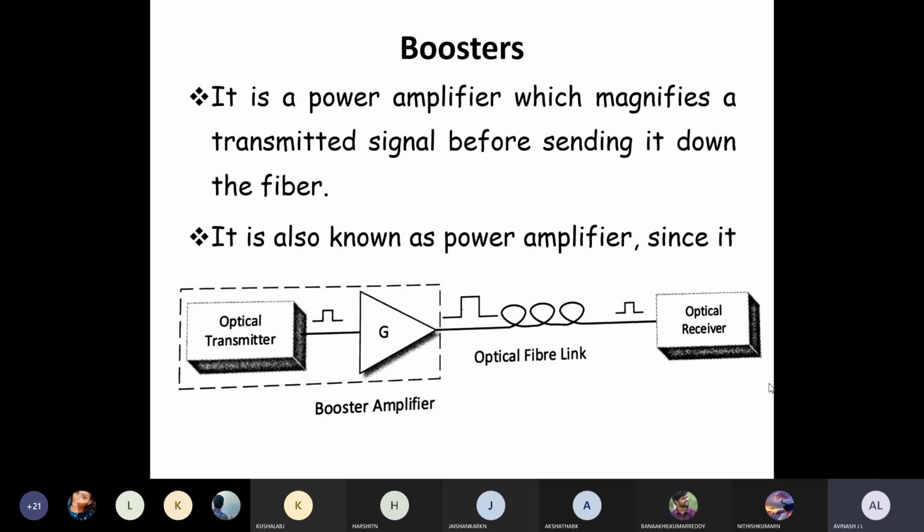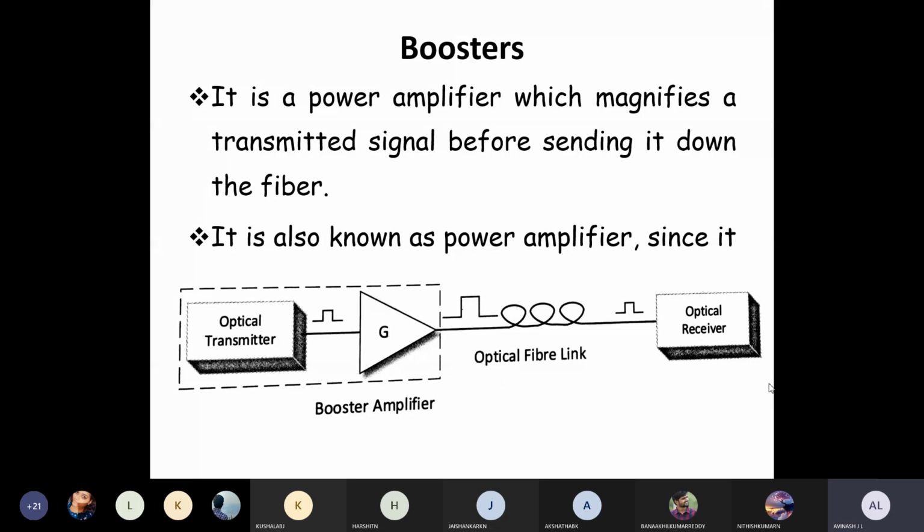The first one we discussed in the last class also, that is the booster. When we are talking about the booster, it is the power amplifier, which magnifies a transmitted signal before sending it down the fiber. There is a very important thing we need to understand here. It is a power amplifier. That means power will be amplified. It mainly focuses on the power of the signal, the gain of the signal. It magnifies a transmitted signal before sending it down the fiber.